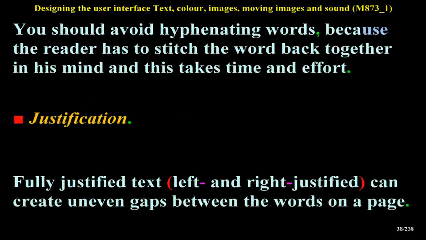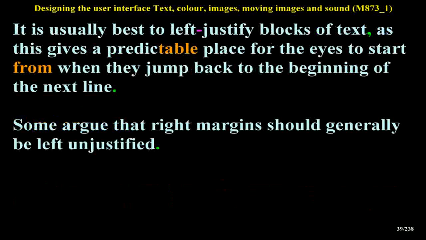Justification. Fully justified text, left and right justified, can create uneven gaps between the words on a page. It is usually best to left justify blocks of text, as this gives a predictable place for the eyes to start from when they jump back to the beginning of the next line. Some argue that right margins should generally be left unjustified.